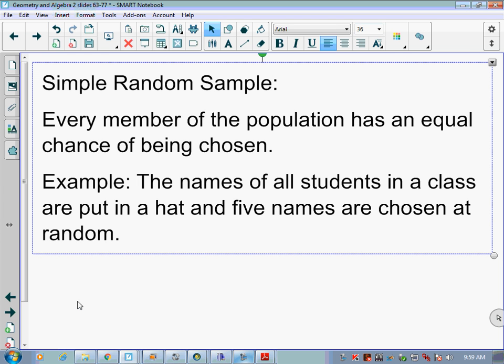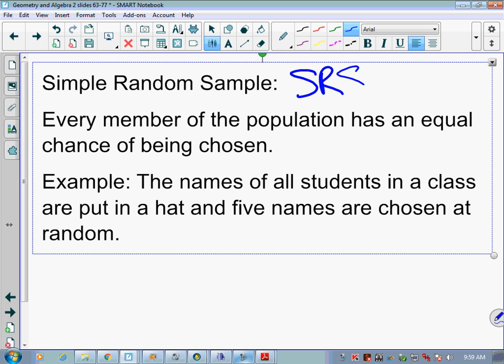Simple random sample. At this point, I'm taking information that's in your book, in charts. I believe you'll find this in a chart on page 522. I've tried to break it into separate slides here so that you can look at it. Simple random sample, otherwise known as SRS. If you see something referring to SRS, they're talking about simple random sample. That means every member of the population has an equal chance of being chosen.